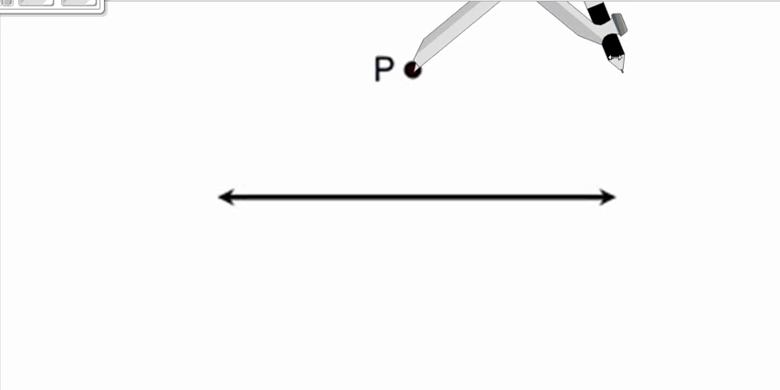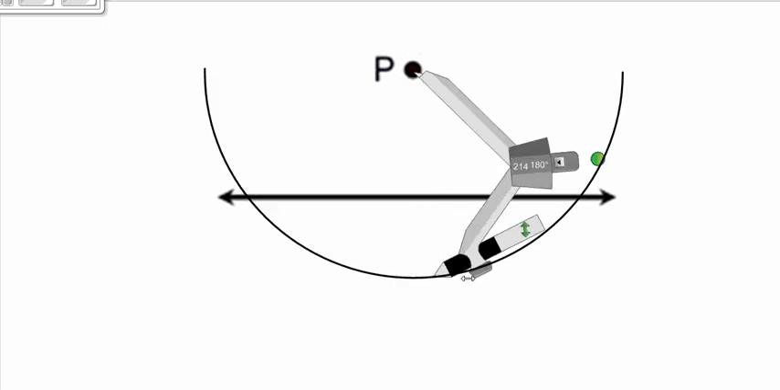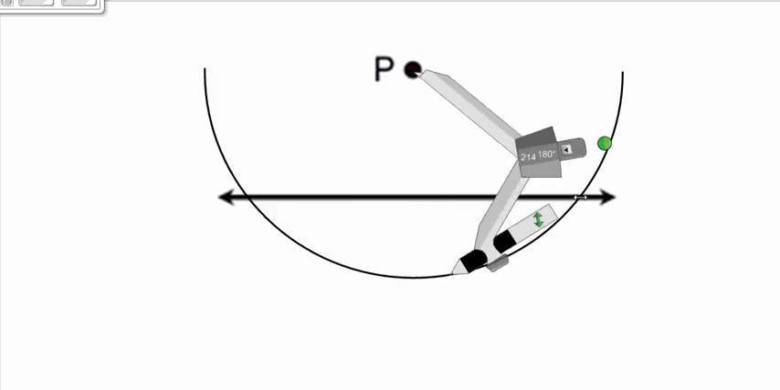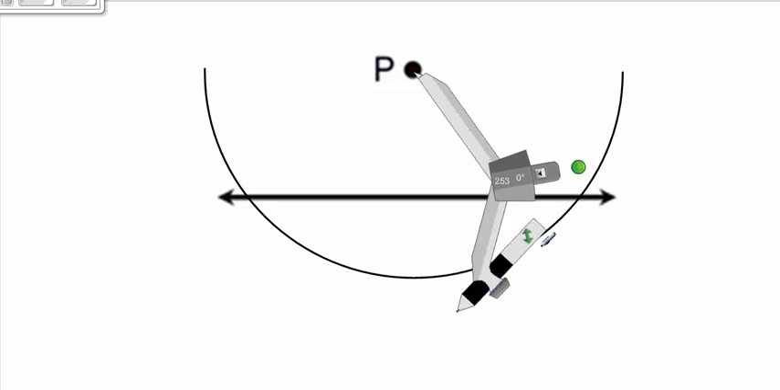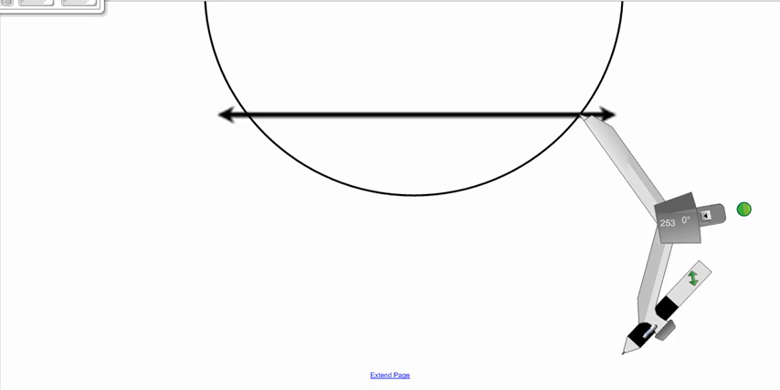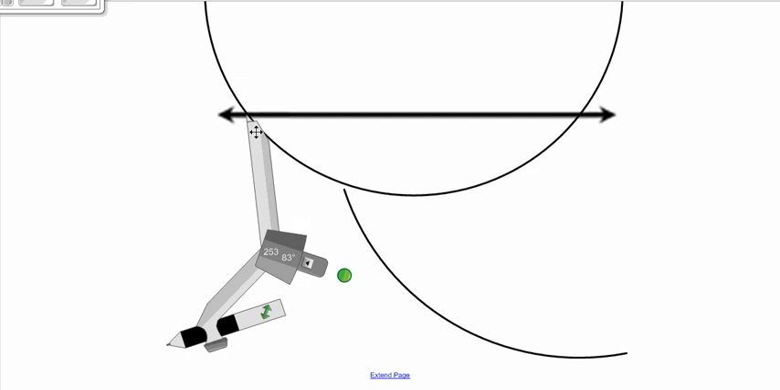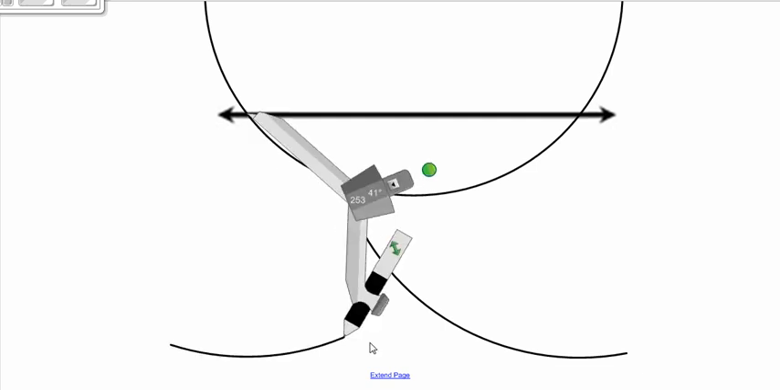And then I'm going to draw an arc that intersects the line at the bottom. So I've created this arc. Notice it touches twice. It touches here and it touches here. Then I'm going to take my compass and open it wider than I just had it. And I'm going to stick it on my intersection point, and I'm going to draw an arc. Then I'm going to move it to my second intersection point, and I'm going to draw an arc.